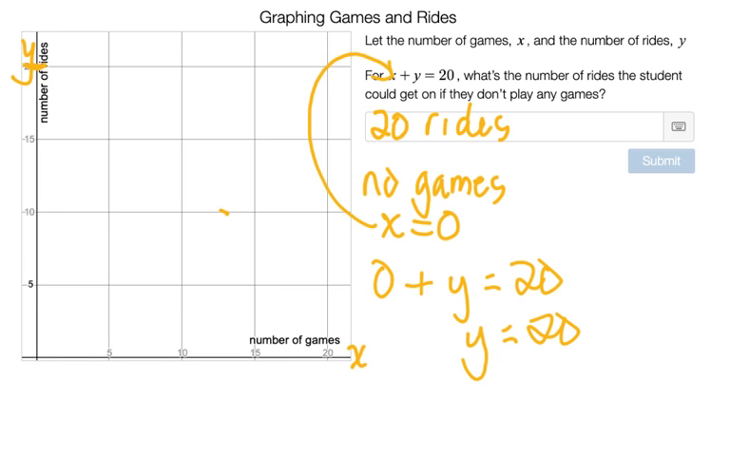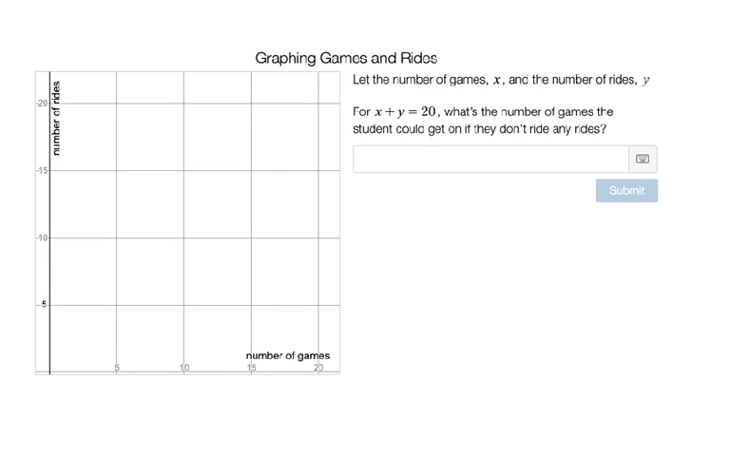Now, you also know from the previous slides, as part of this activity, that 20 was how much money I had to spend. So 20 was the amount of money. All right, so let's look at the next slide that we were asked to take care of.